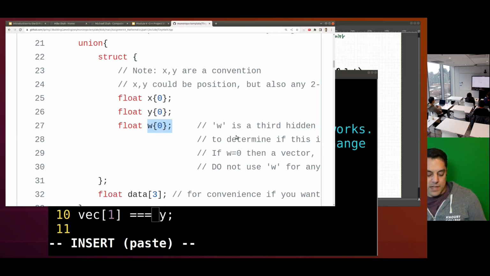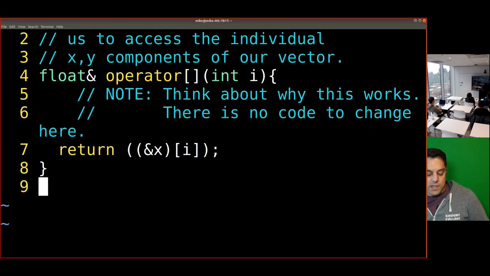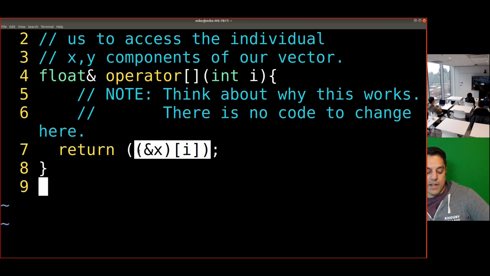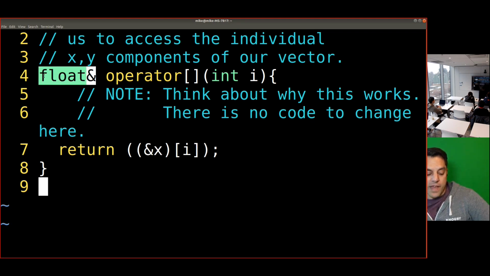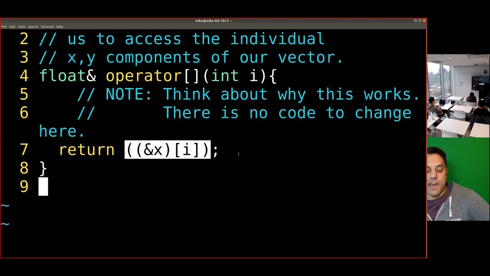So again, just to kind of recap, when I'm retrieving the address of something here, address of x, and then I'm dereferencing it and saying, hey, give me whatever lives in x offset by I, which in this case could be 0, 1, or 2, that'll actually retrieve me the actual value that's stored here. And the optimization by doing float with an ampersand after it is that there's no copy. There's no new variable created. It's giving me this exact value here.